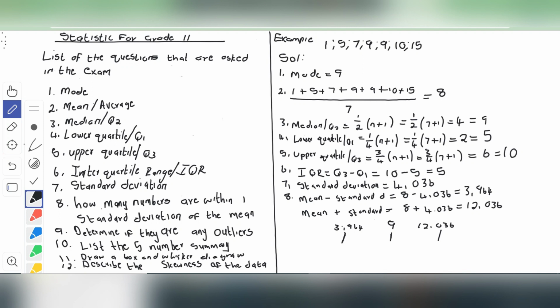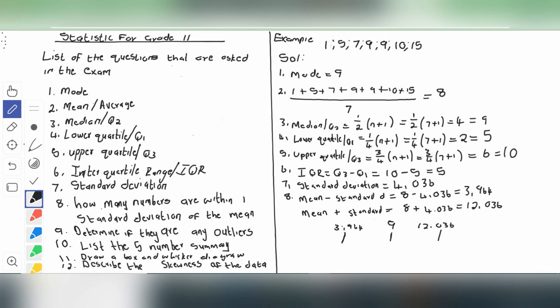The other 9 makes 4, and 10 makes 5. Therefore, 15, no, it's out of the range, beyond the mean plus the standard deviation, which is 12.036, right? So, the values that we're going to take are 5, 7, 9, 9, 10, because they're between 3.964, which we calculated, and 12.036. How many are there? It's 1, 2, 3, 4, 5. So the answer here is going to be 5, right?